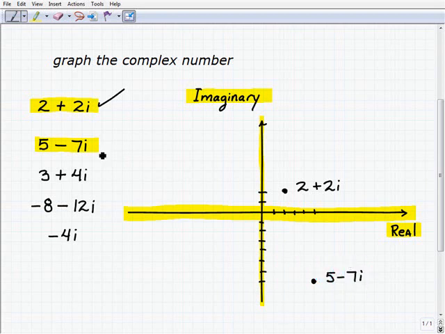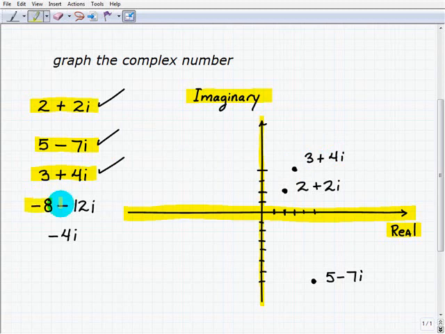All right, let's look at our next complex number: 3 plus 4i. This is pretty straightforward now, hopefully for you. If you want to go ahead and pause the video and try these problems, it's a good time to do so now. So it's 3 on the real, 1, 2, 3, and 4 on the imaginary, positive 4 now. 1, 2, 3, 4, so that is going to be right there: 3 plus 4i.